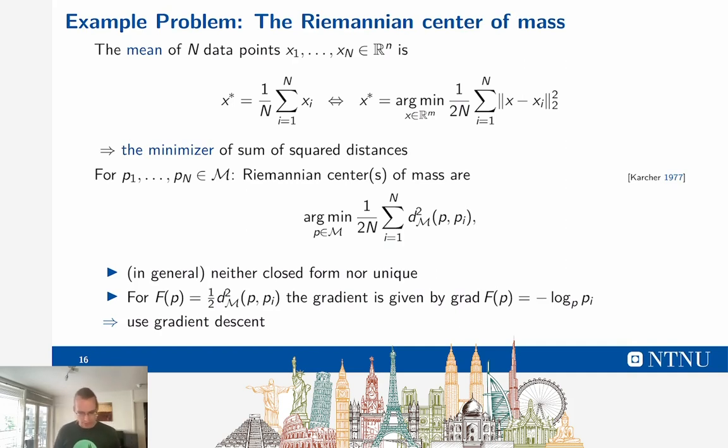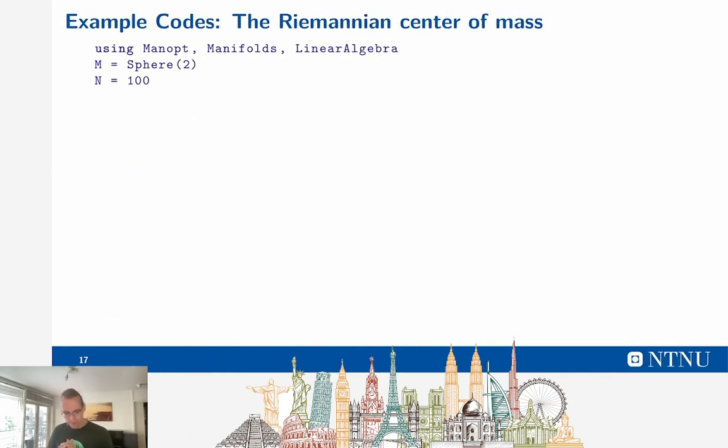But the nice thing is that if I look at one of these summands over here, so for example, a half distance squared to the ith data point, then I can specify the gradient. And with that, I can specify the gradient of my whole cost f that's given here. And hence I can use gradient descent to solve this, which would be one way to solve it. Let's look at that in code.